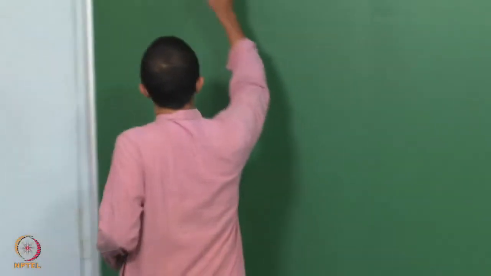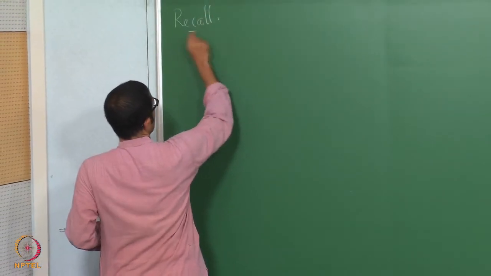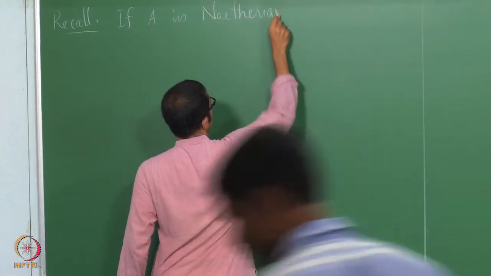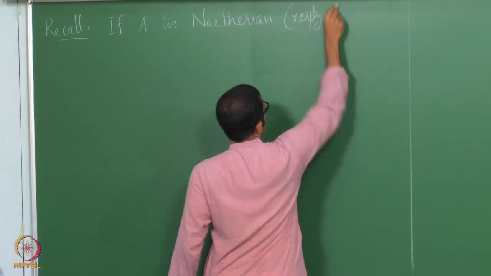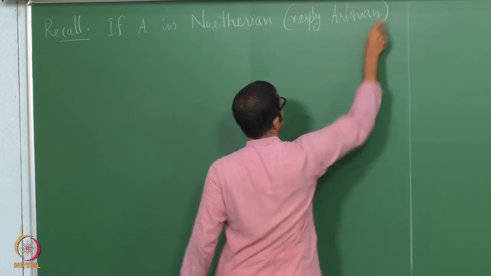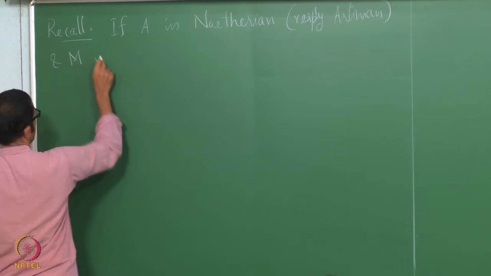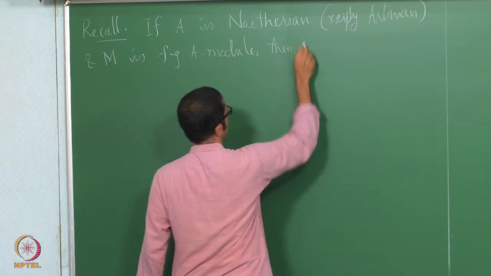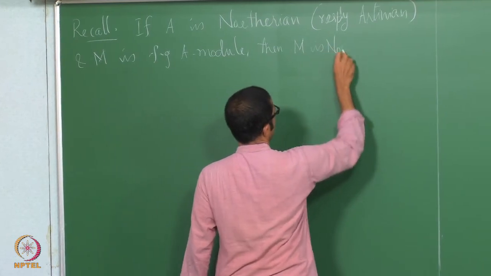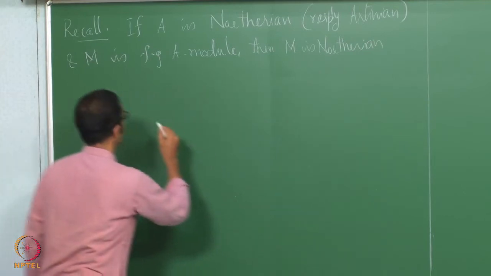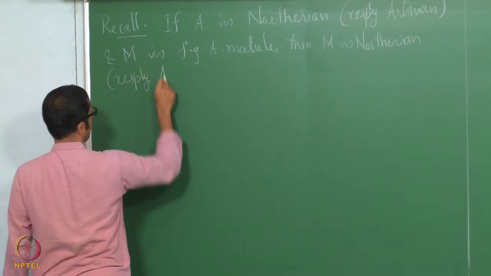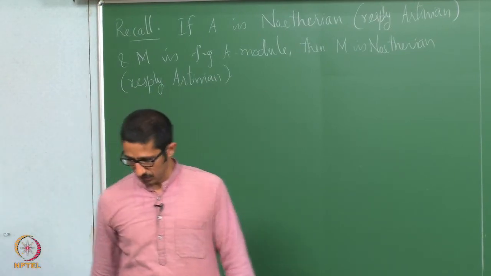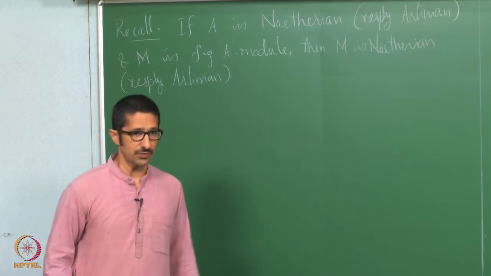Okay, so let us just recall that if A is Noetherian, respectively Artinian, and M is a finitely generated A-module, then M is Noetherian, respectively Artinian. This follows directly from the onto homomorphism from A into M.